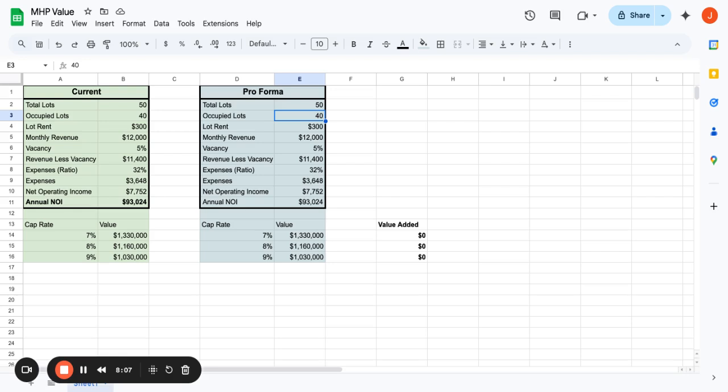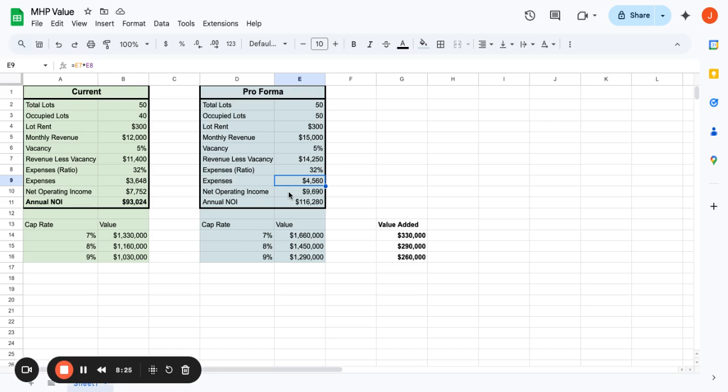But in this example, let's just say we wait 5 years and we try to attract 2 to 3 new tenants a year. When we get it done, we're going to have 50 occupied lots. So our occupancy went up, right? That also increases our revenue. All the tenants are paying exactly what they were before. We still have that 5% vacancy in our calculations.